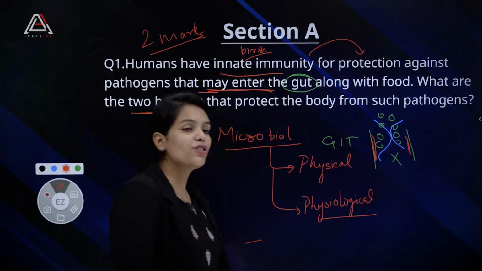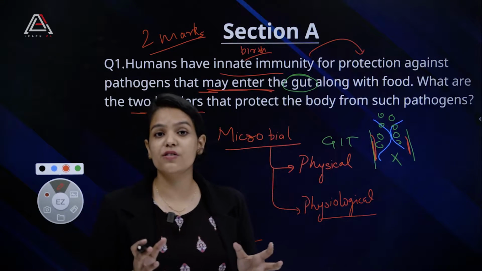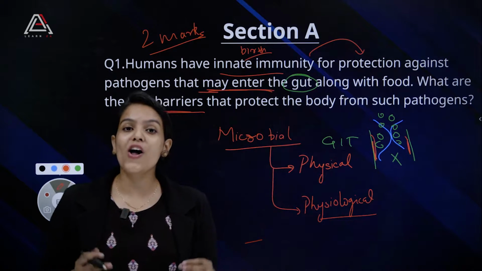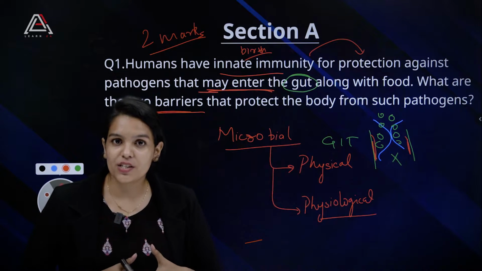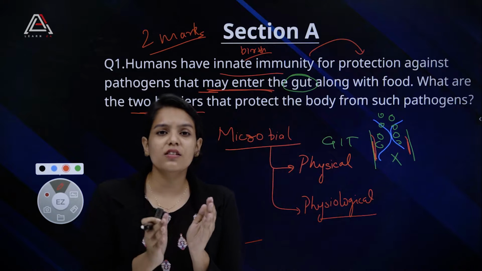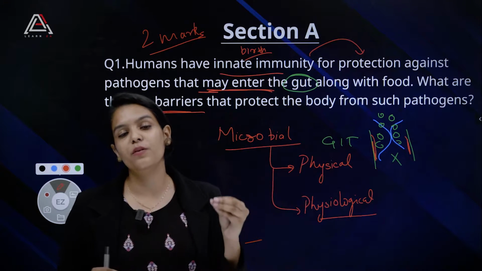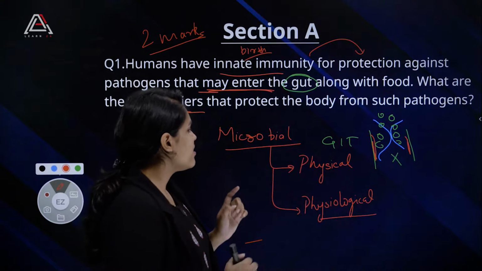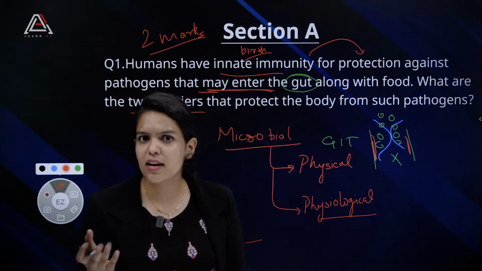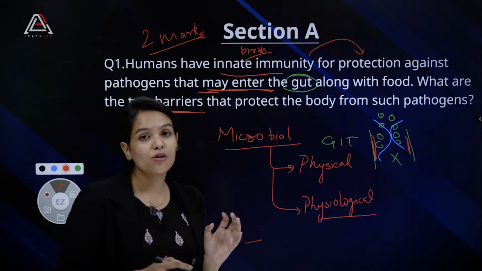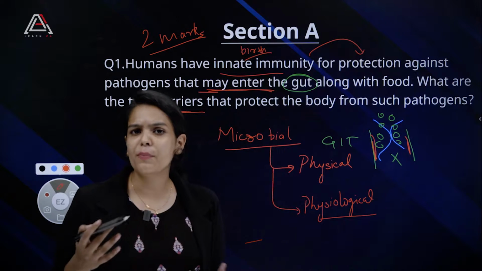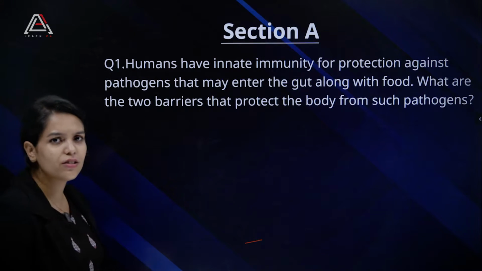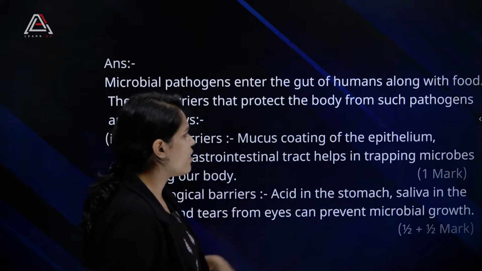Alright, moving on to the physiological barrier. The first one, all of you know, is the acid in your stomach. In our stomach HCl is present, right? If HCl is present, in that extreme condition the microbial pathogen will not be able to survive for a longer time. And the second one that you can mention is the saliva in the mouth, right? That also will not allow the microbial pathogen to enter our gut.